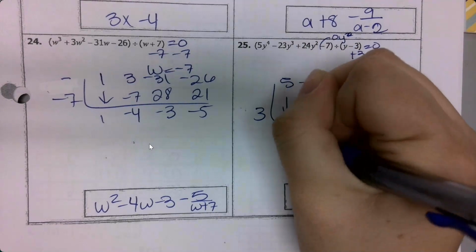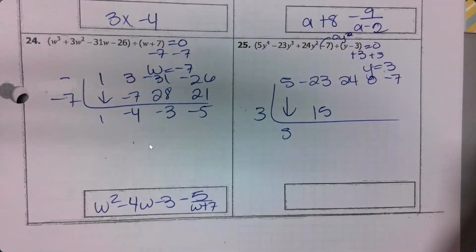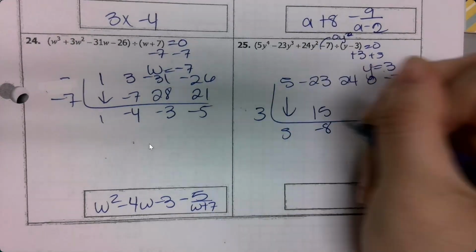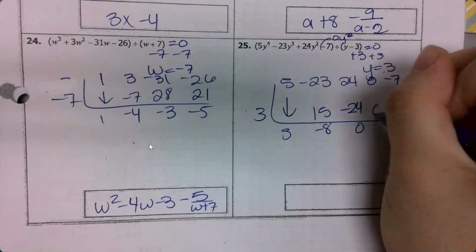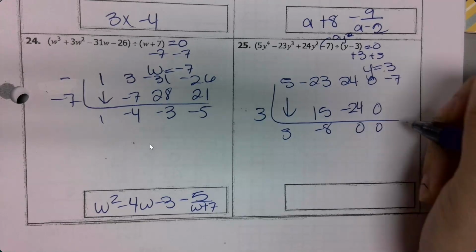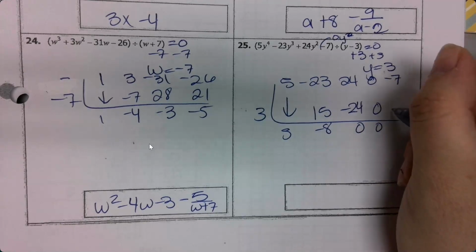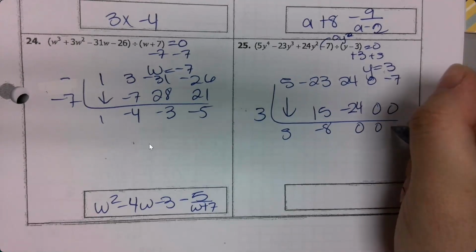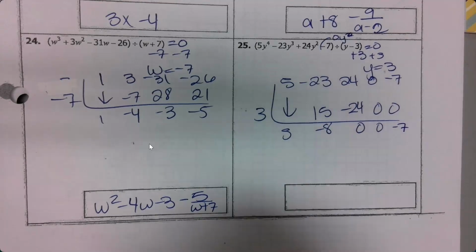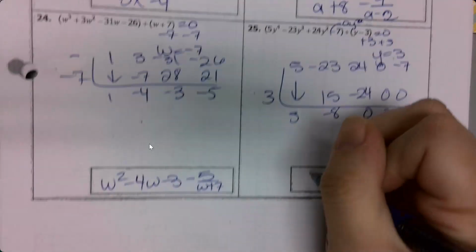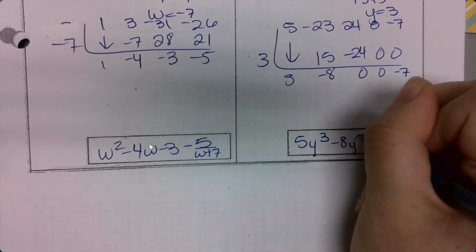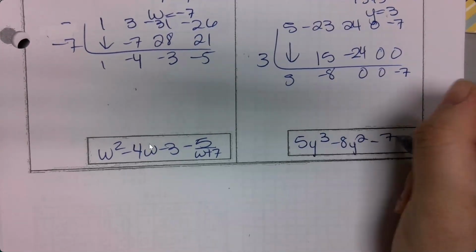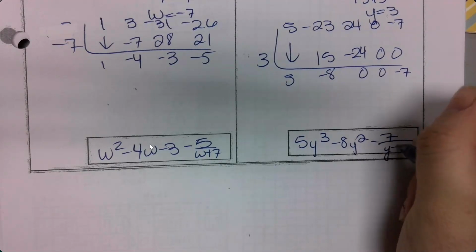Start off by bringing down my 5. 3 times 5 is 15. Negative 23 plus 15 is negative 8. 3 times negative 8 is negative 24. That gets me 0. 0 times 3 is 0. 0 plus 0 is 0. 0 times 3 is 0. Negative 7 plus 0 is negative 7. So filling in my variables, this is going to give me 5y cubed minus 8y squared minus 7 over what I was dividing by, which was y minus 3.